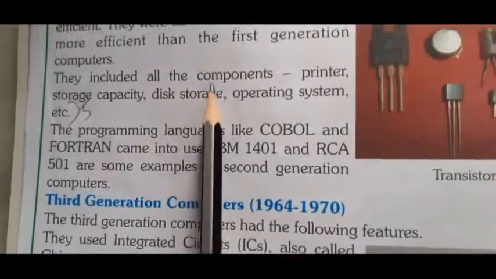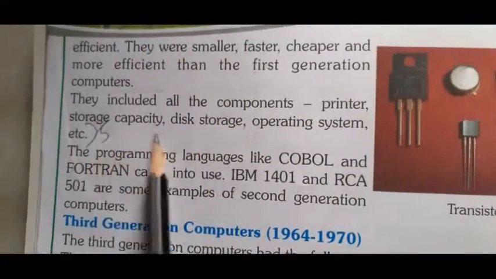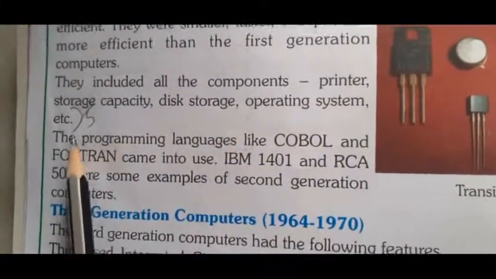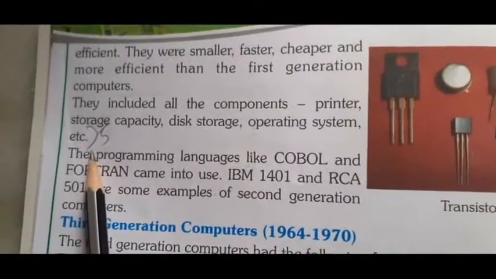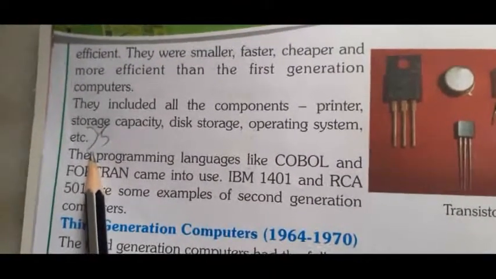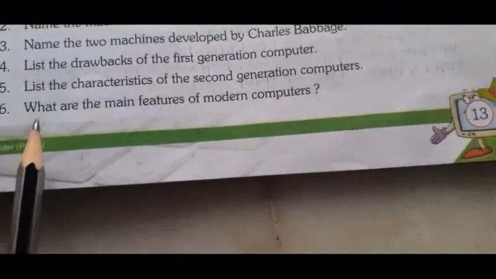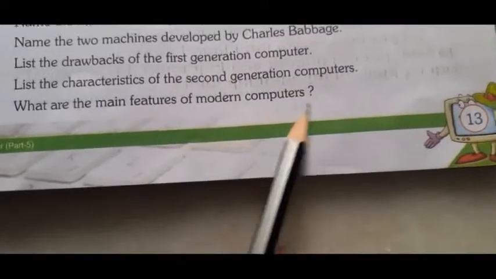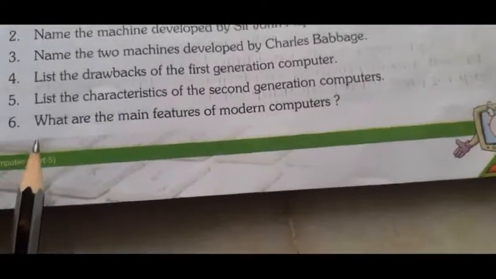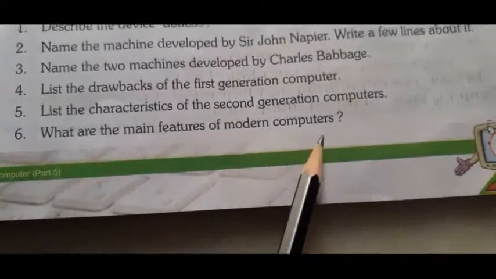They included all the components, printer, storage capacity, disk storage, operating system, etc. Up to here, fifth question answer. Okay children. Next, what are the main features of modern computers? What is the sixth question? What are the main features of modern computers?